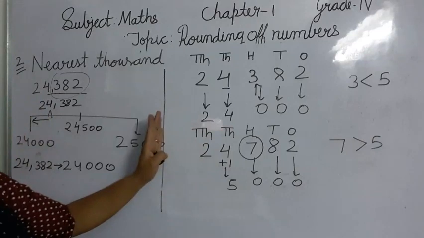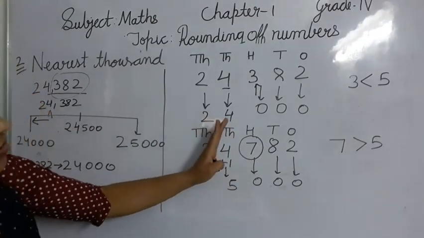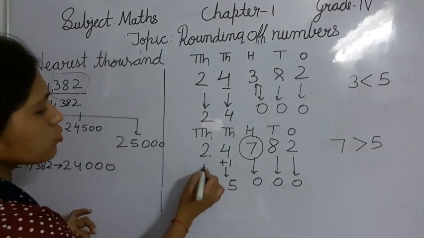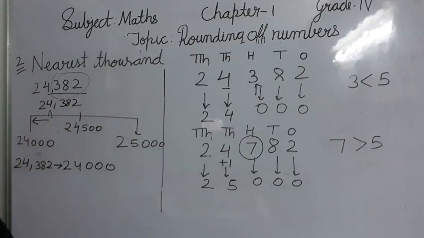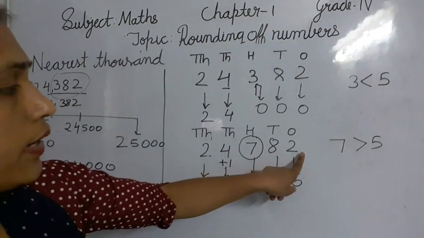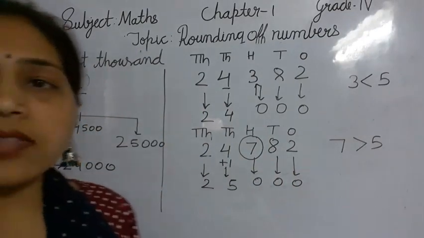Why will the rest be the same? Because we are doing nearest to the 1000, so we will not see the other digits after the 1000 place. So 2 will be the same. So we can say if we round off 24,782 nearest to the 1000, you will get 25,000.